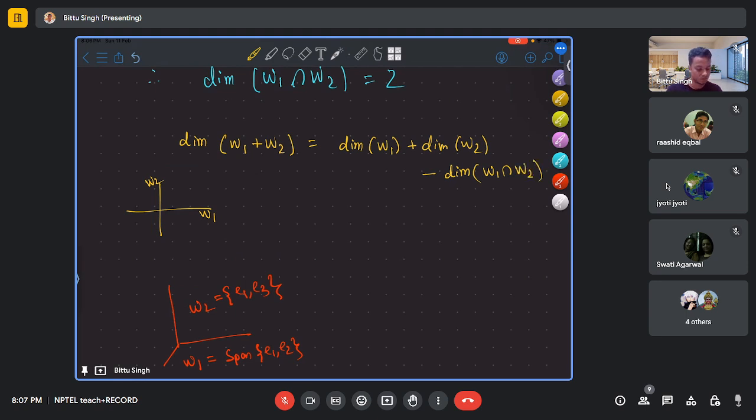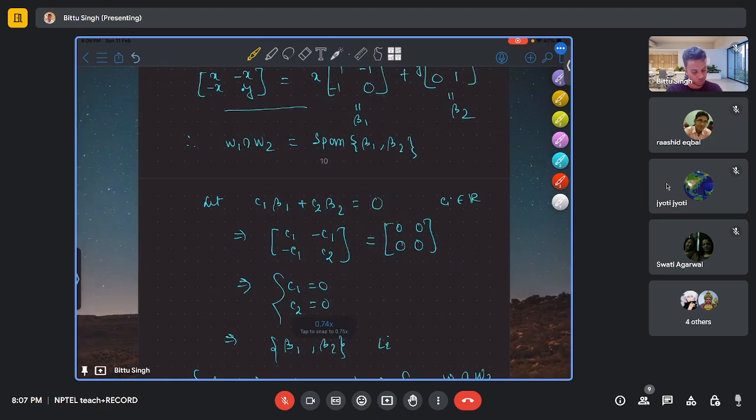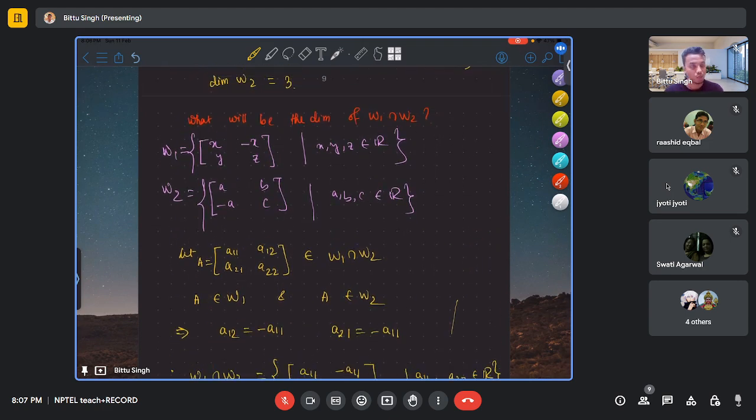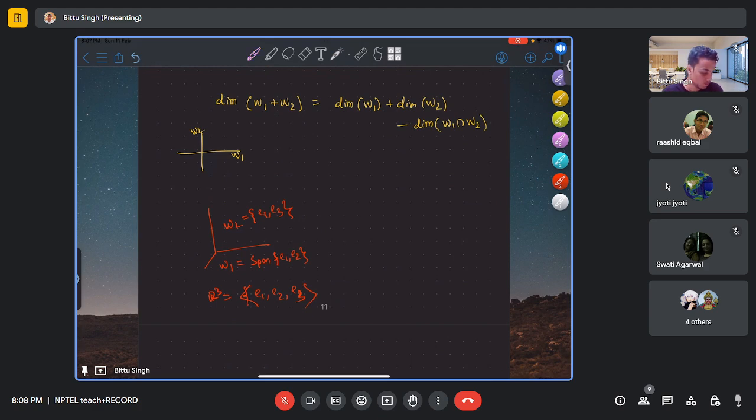Okay. So for our question here, W1, W2 are already given. What will be the dimension of their sum, W1 plus W2? What will be the dimension of this space? So using this theorem, using star, we'll get the dimension of W1 plus W2.